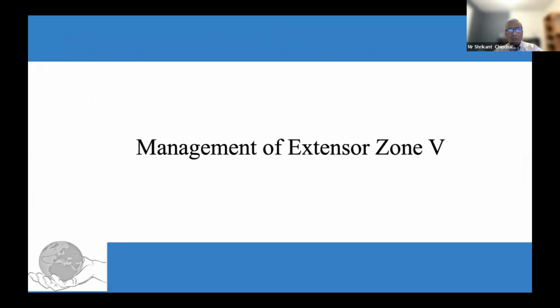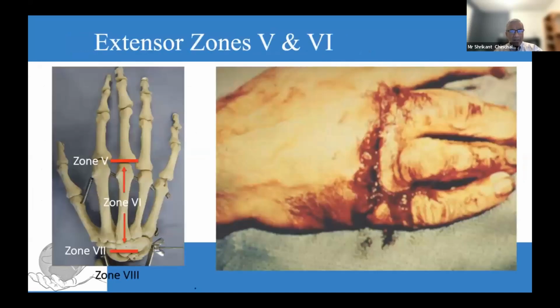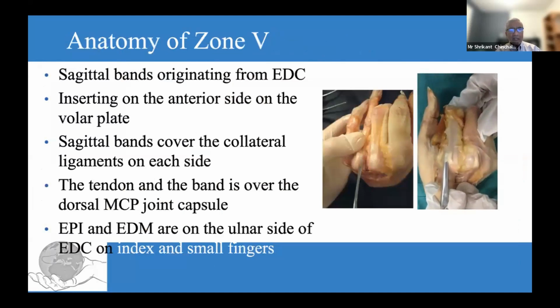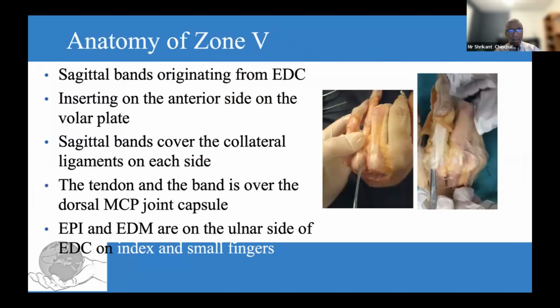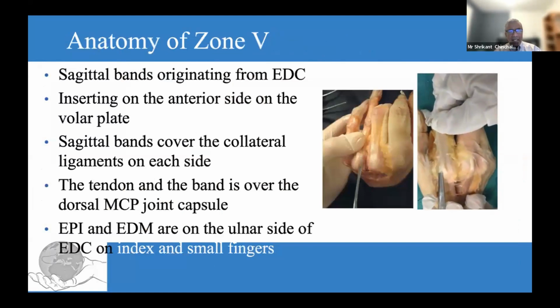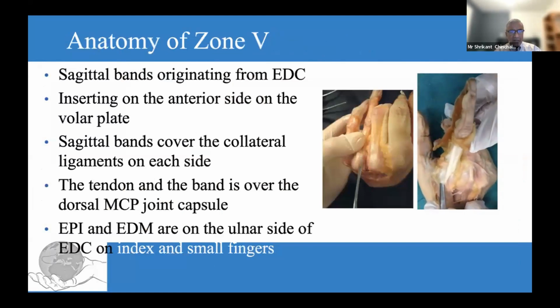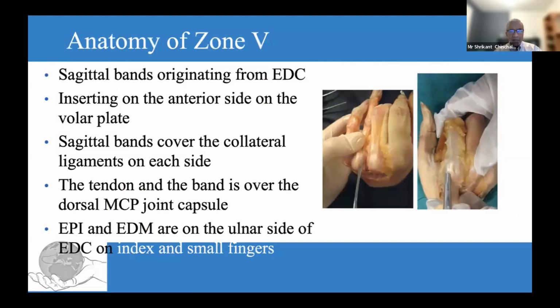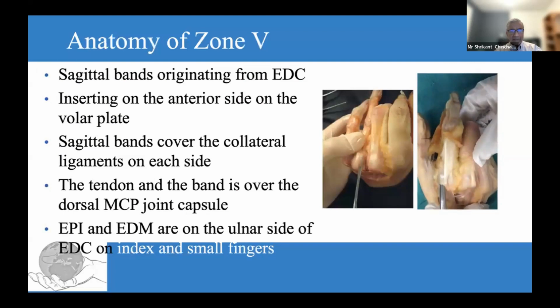Now we'll go on to management of zone 5. We know that zone 5 anatomy consists of various anatomical structures in its vicinity. We have sagittal bands that connect to the volar plate. And again, on index, we have extensor indicis proprius, and on small finger, we have extensor digiti minimi.